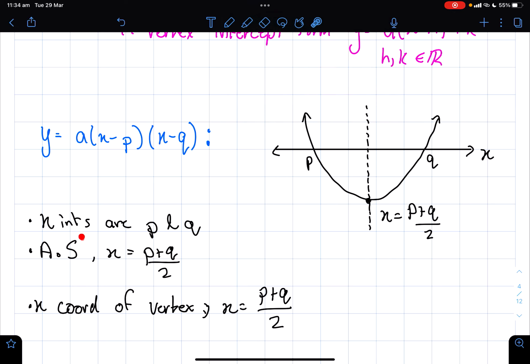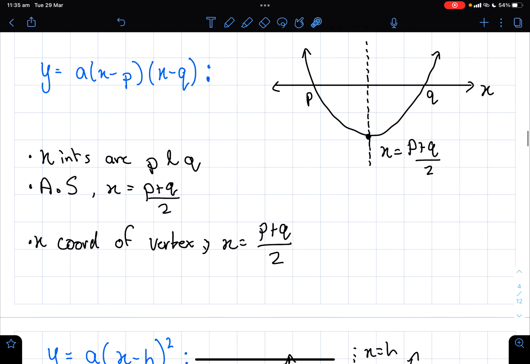Our axis of symmetry has the equation x equals (p plus q) on 2. So it's actually the average x coordinate of our x-intercepts, which makes sense because it is the middle. And then our x coordinate of the vertex is actually the axis of symmetry, all right? To find the y coordinate, you take this value and substitute it back into our quadratic, okay? So they're the key features of a factorized form quadratic.